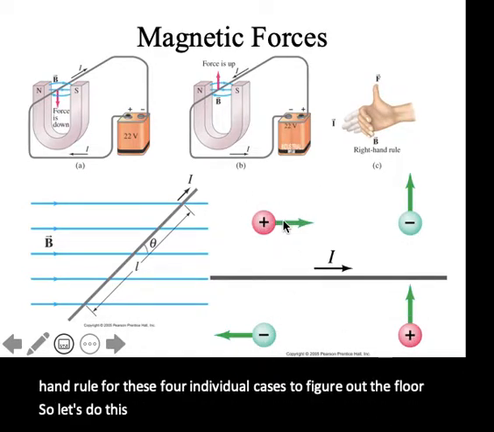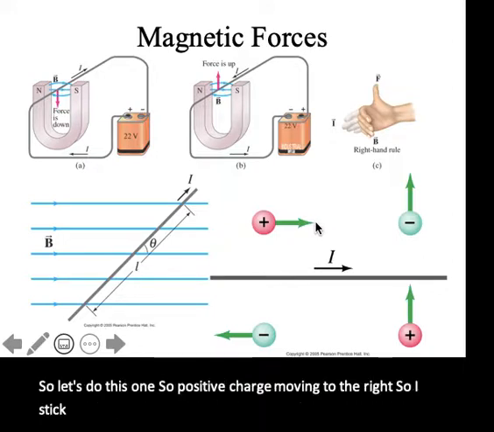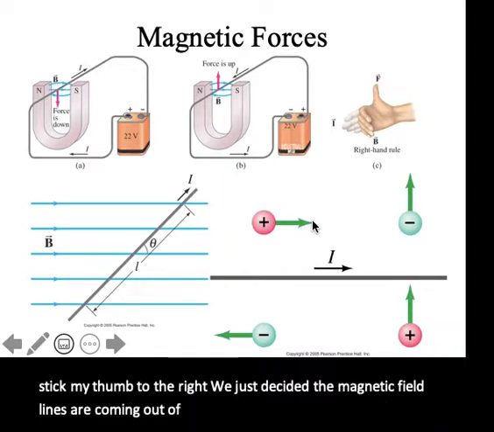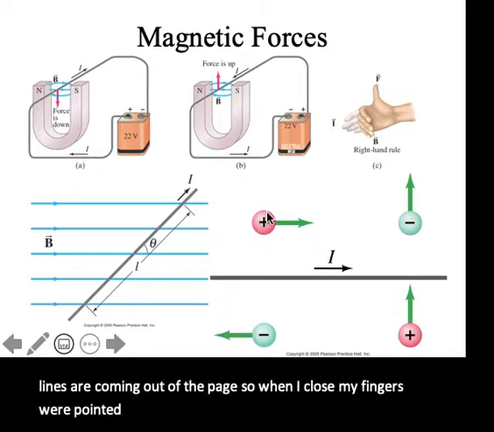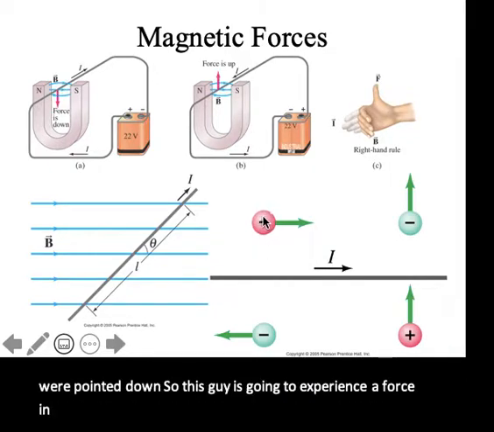So let's do this one. It's a positive charge moving to the right. So I stick my thumb to the right. We just decided the magnetic field lines are coming out of the page. So when I close my fingers, they're pointed down. So this charge is going to experience a force in the downward direction.